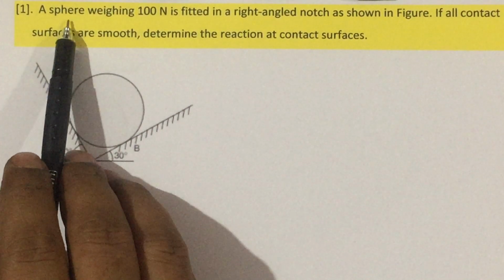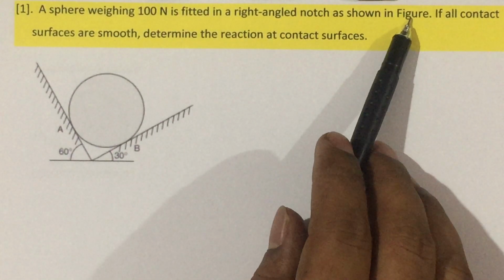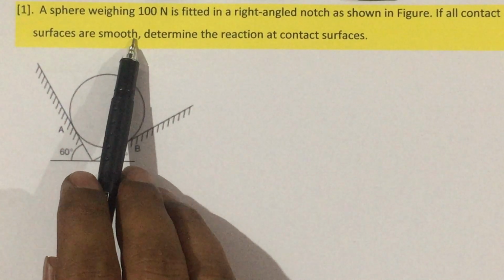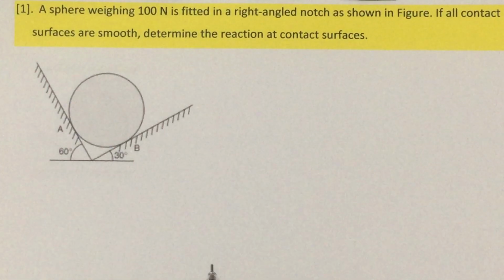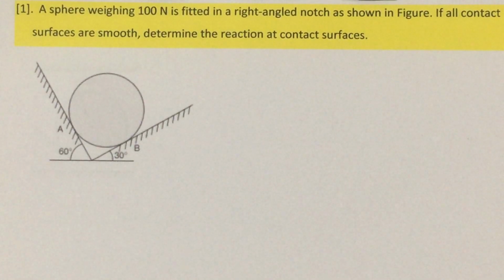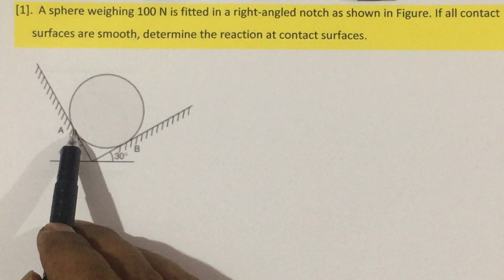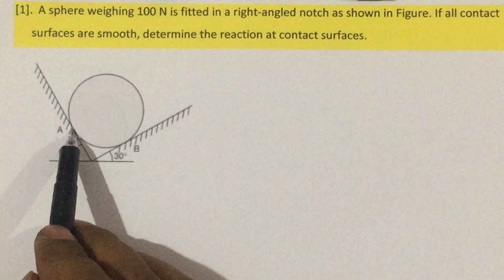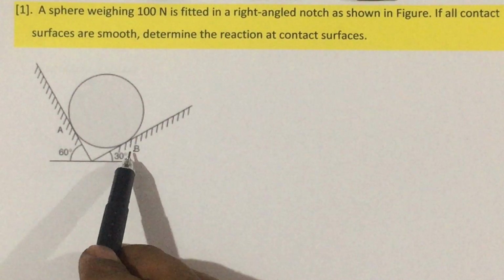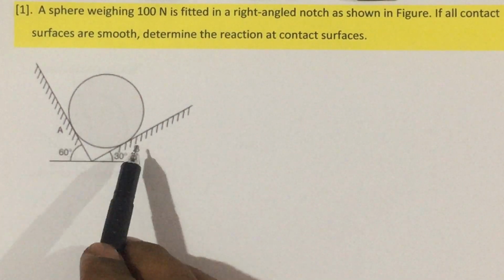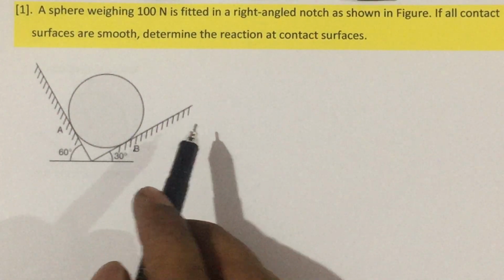Problem number 1. A sphere weighing 100 Newton is fitted in a right angled notch as shown in the figure. If all the contact surfaces are smooth, determine the reaction at the contact surfaces. So this is the ball problem. Our first step is to identify and name the contact points. Here the ball is in contact with the plane at these 2 points. The name is already given. In exam 99.9% they will provide the name. If it is not provided, you need to name it like A, B, C, D.